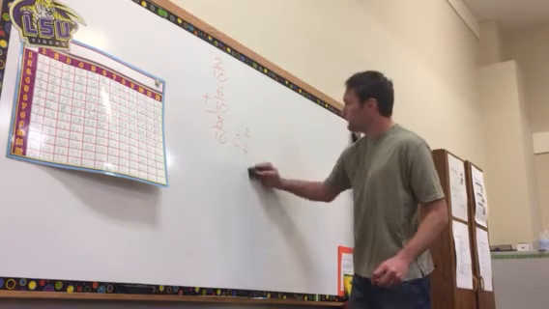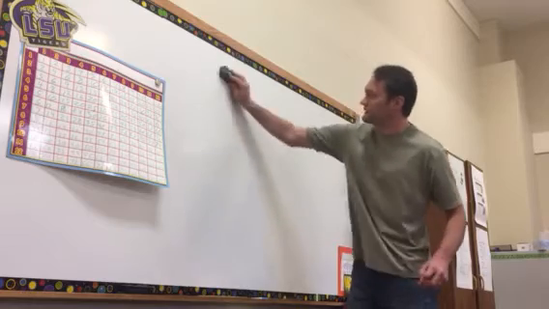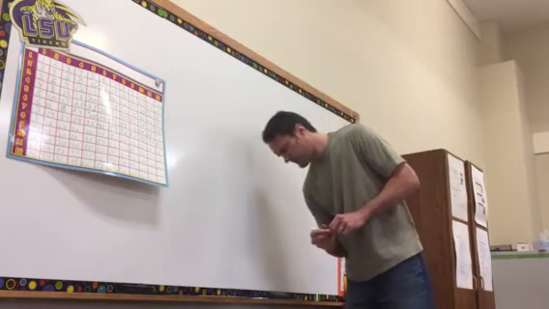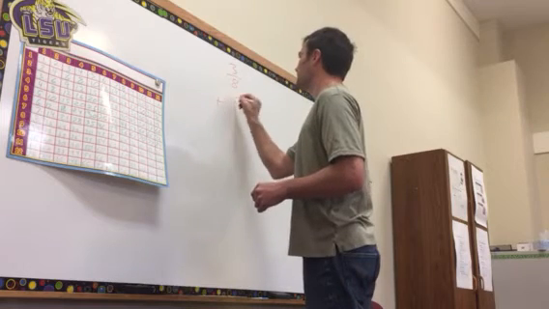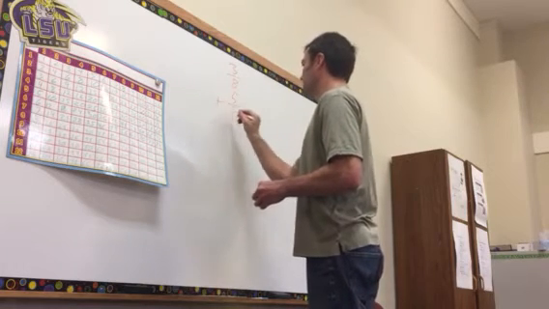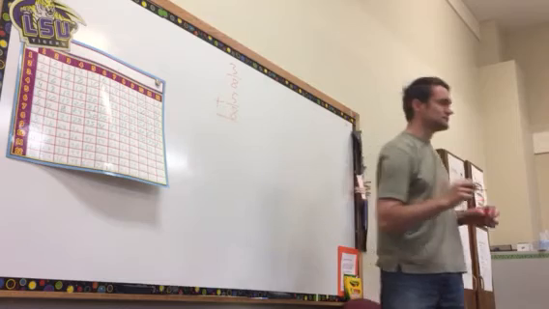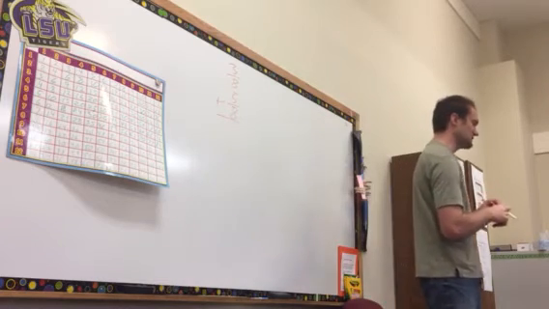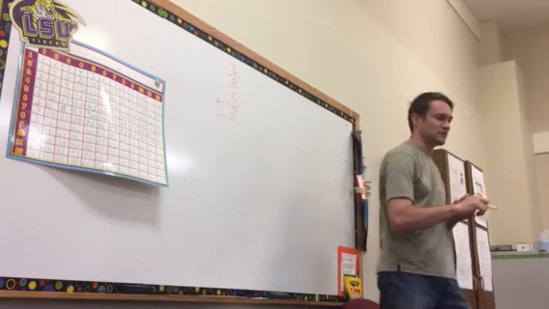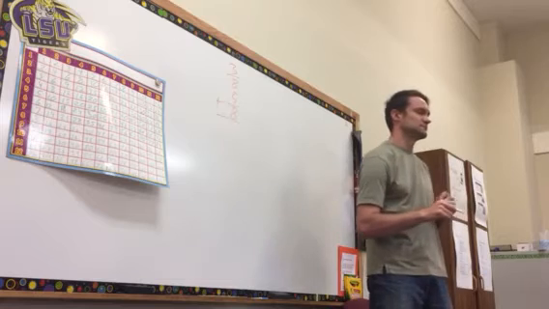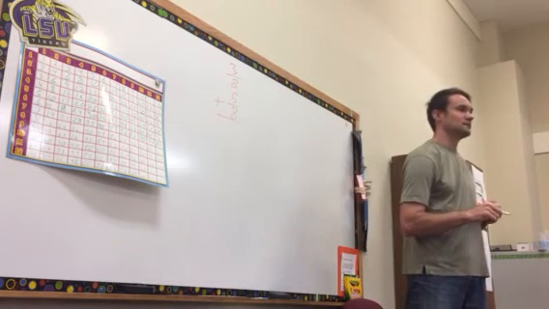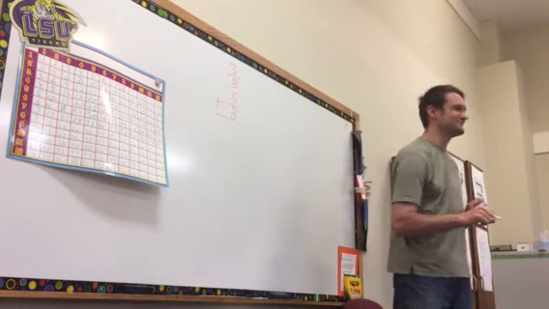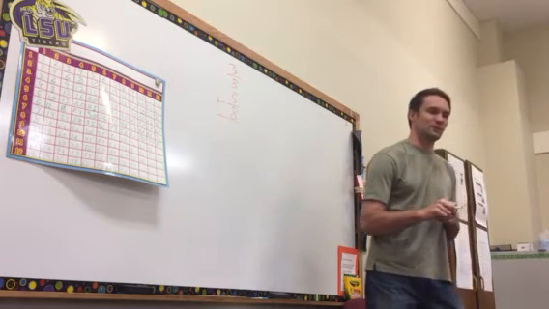Let's do example B. 3/8 plus 5/8. Okay, 3/8 plus 5/8. Write that down on your whiteboard. Are we allowed to do it? No. Just write what I wrote on the board.